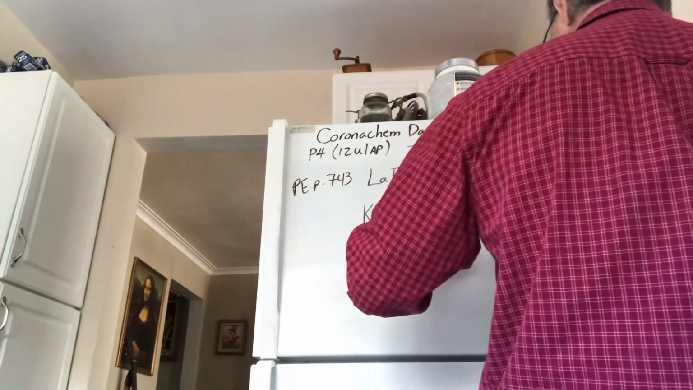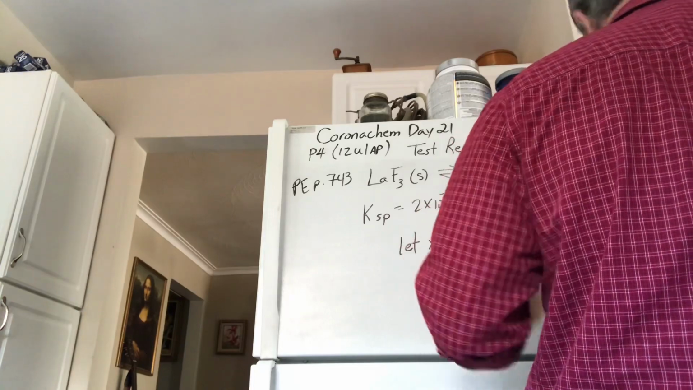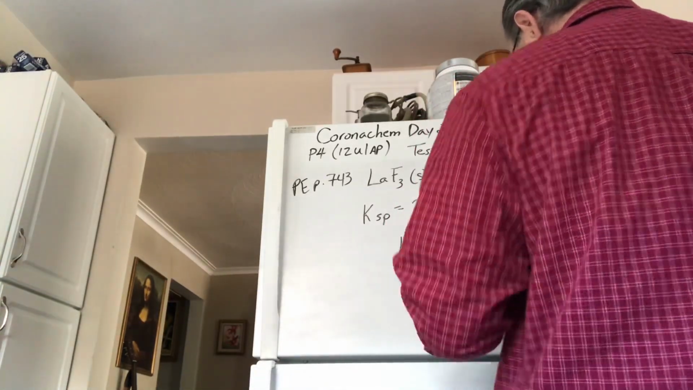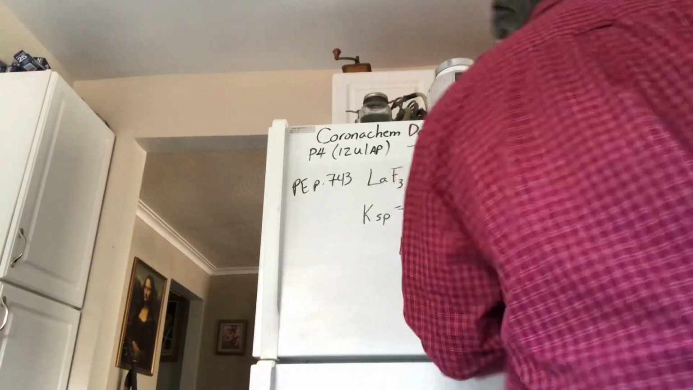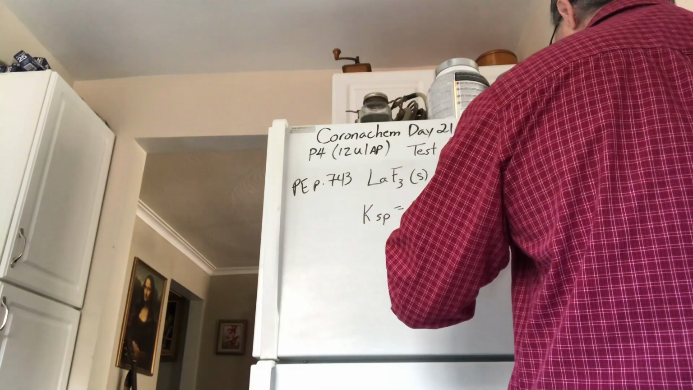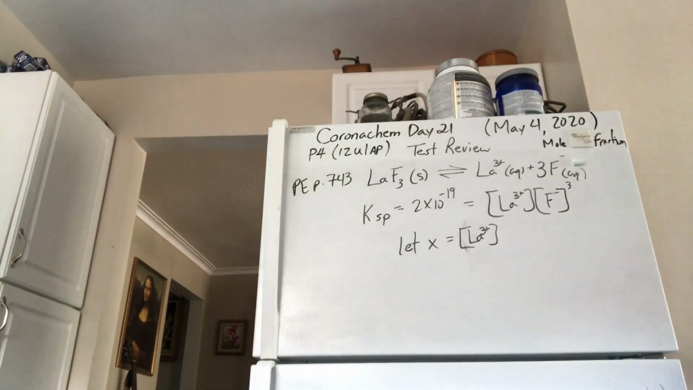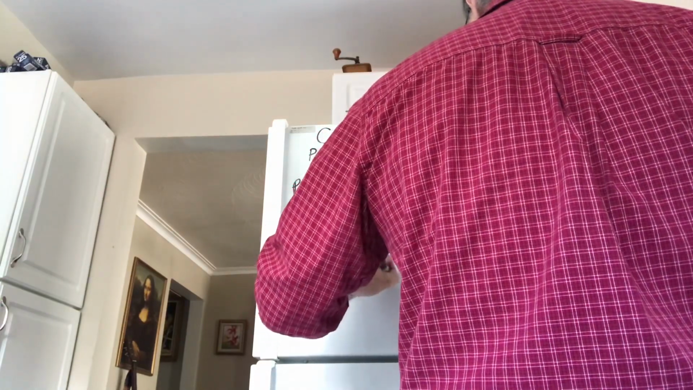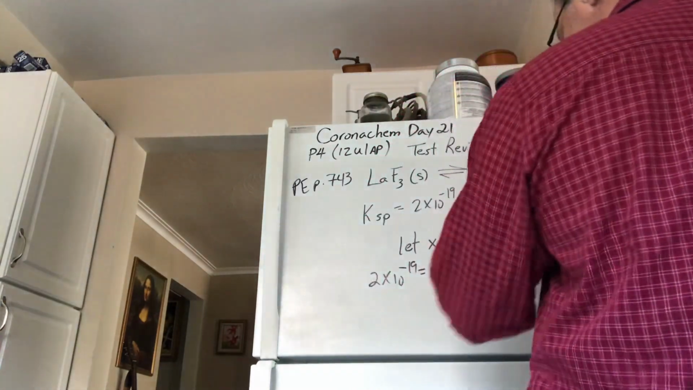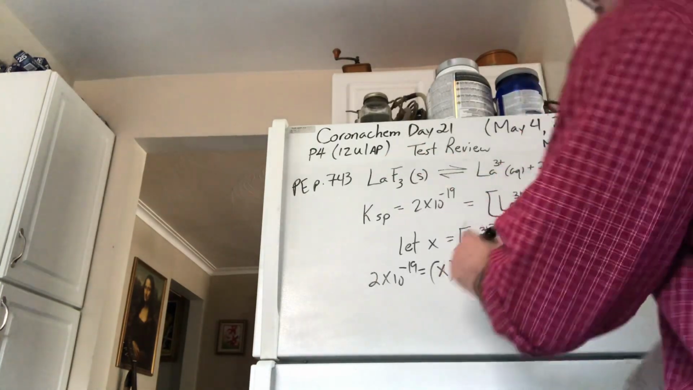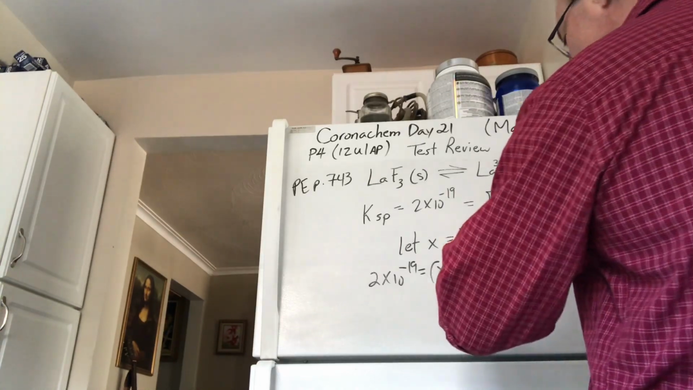So we'll let X equal the lanthanum ion concentration. I'm going to put fluoride. If that's the case, then 2 times 10 to the negative 19 is equal to X, lanthanum, times 3X, because fluoride, remember, there's going to be 3 equivalents for every equivalent of lanthanum fluoride that dissociates. So you're going to have 3 times as many fluoride anions as you do lanthanum cations, and also don't forget to raise it to the power of 3.